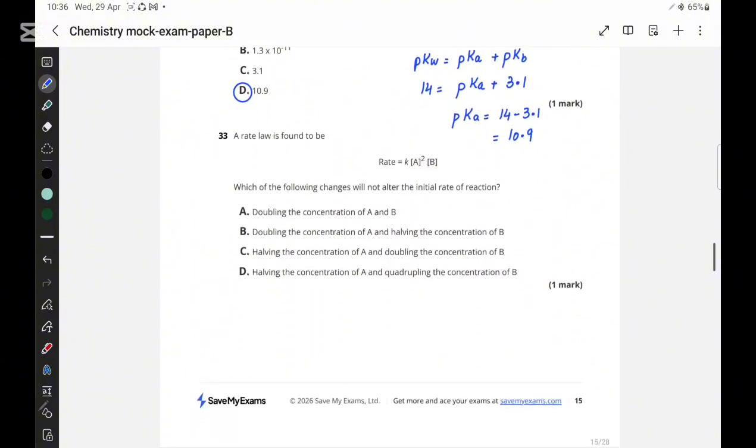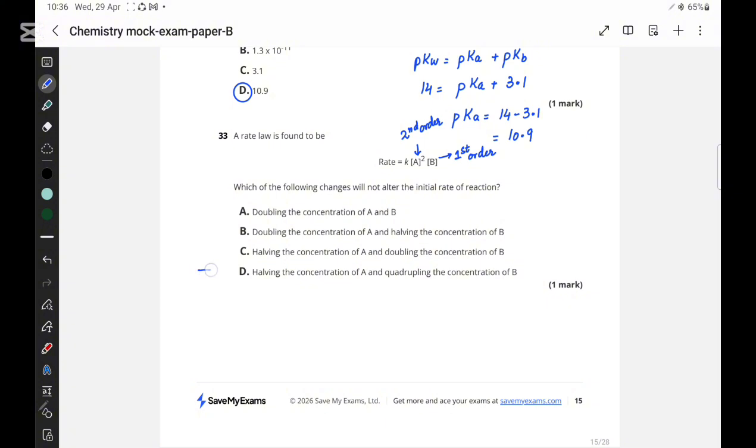For the next question, they are saying a rate law is found to be rate is equal to k[A]^2[B]. As there is a 2 at the top, that means the rate of reaction with respect to A is going to be second order, and with respect to B is going to be first order. Now they are saying which of the following changes will not alter the initial rate of reaction.